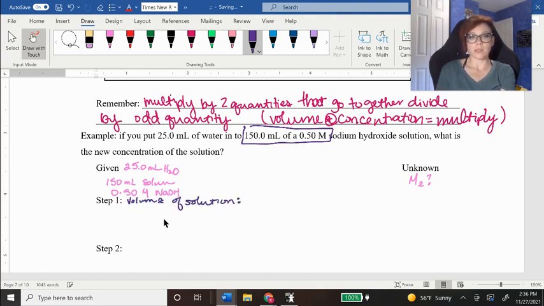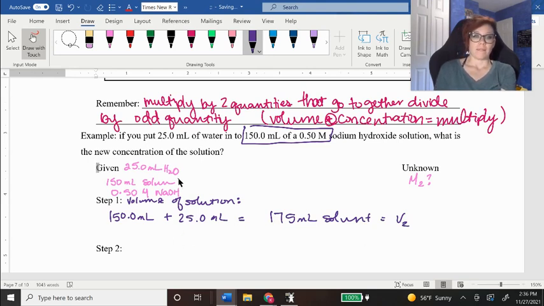So all you have to do here is take 150.0 milliliters of my solution, and I'm adding 25 milliliters of water to it. So I just add those two together and I get 175 milliliters of solution. So this is going to be my V2, okay? So this is my V1, this is my M1, and I'm just looking for M2.